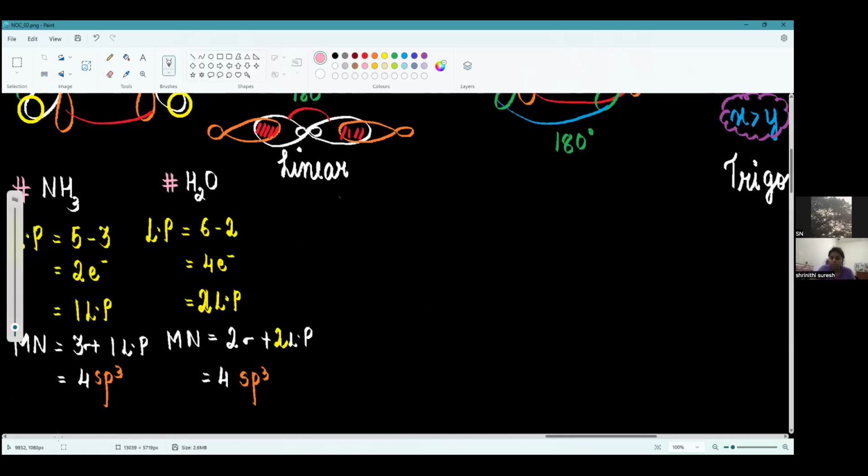Okay. Now let's take one more example. Suppose I give you BF3. So let's find the lone pair of electrons on boron. The valence electrons for boron are 3. Fluorine will share 1 electron. Remember, I have written earlier: fluorine, chlorine, bromine, iodine, hydrogen, all of them share 1 electron when they are side atoms. So 3 fluorines will share 3 electrons.